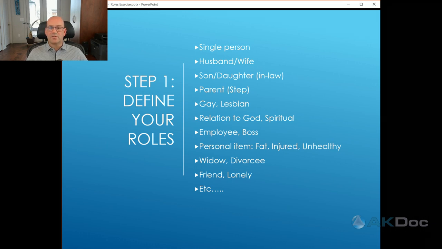You have a personal item. You have your role as a fat person or as an injured person or whatever unhealthy person you might be. You could be a widow. You could be a divorcee. You could be a friend to someone. You can be lonely. You have all these different roles. There are many, many more we can go through, but these are pretty much the big ones that usually come into play. You can even add financial into there, a poor person or an ultra rich person. Those would probably be pretty good roles too.